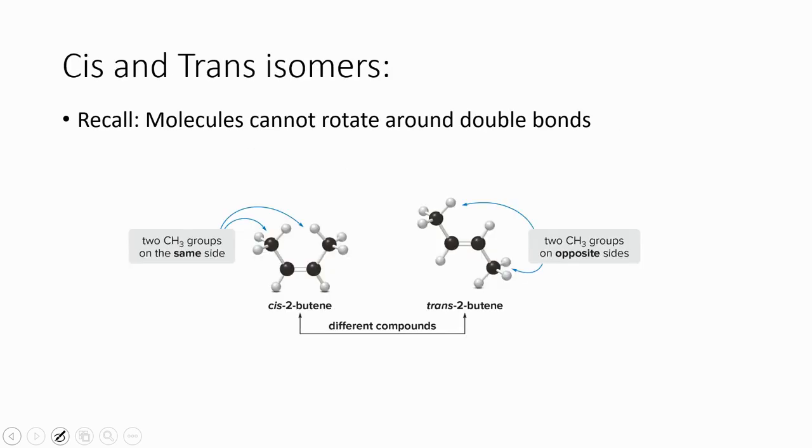Okay, so the reason for this is, like we talked about last time, you cannot rotate a double bond. So those groups can get locked either on the same side of the molecule or across from each other.